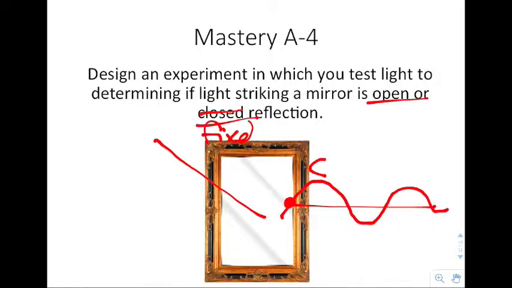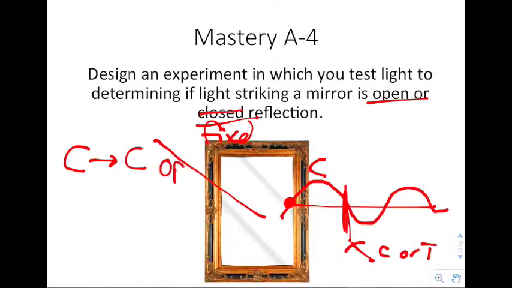And then what you would do is you would have a detector right here. And the detector would say, does this thing come back as a crest or a trough? If it starts as a crest and it ends as a crest, that's an example of an open reflection. If it starts as a crest and goes to a trough, you would say that is a fixed or a closed reflection.